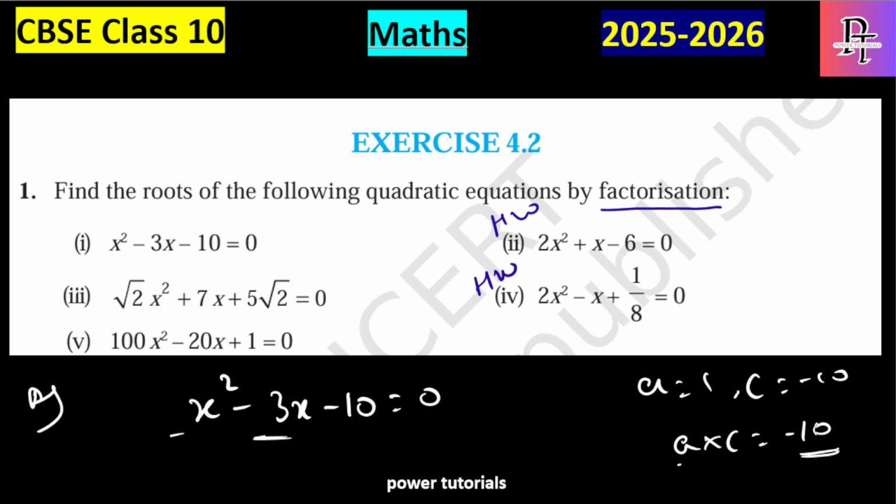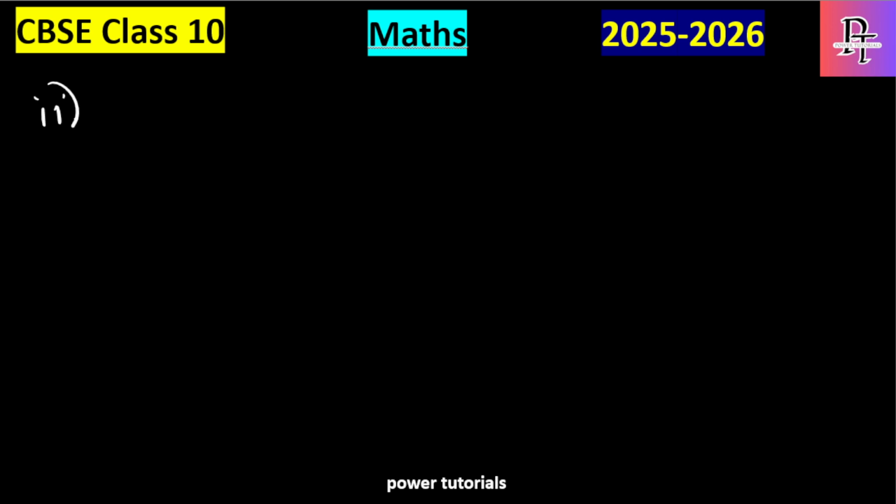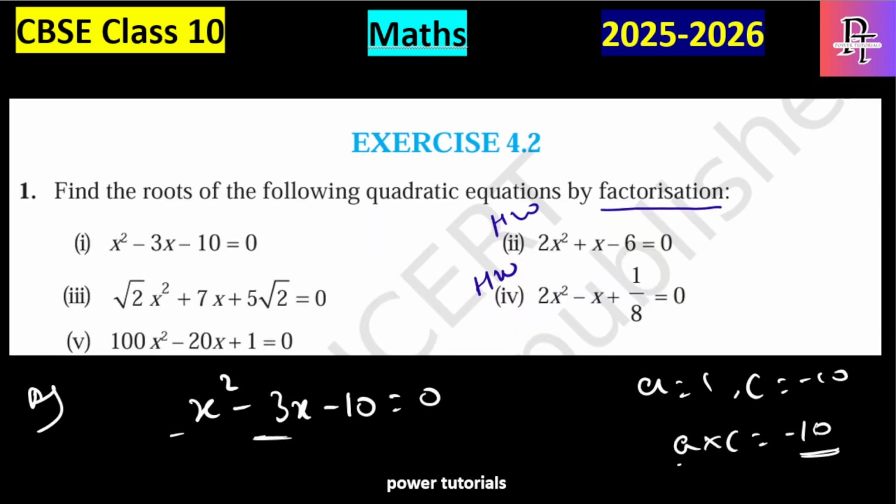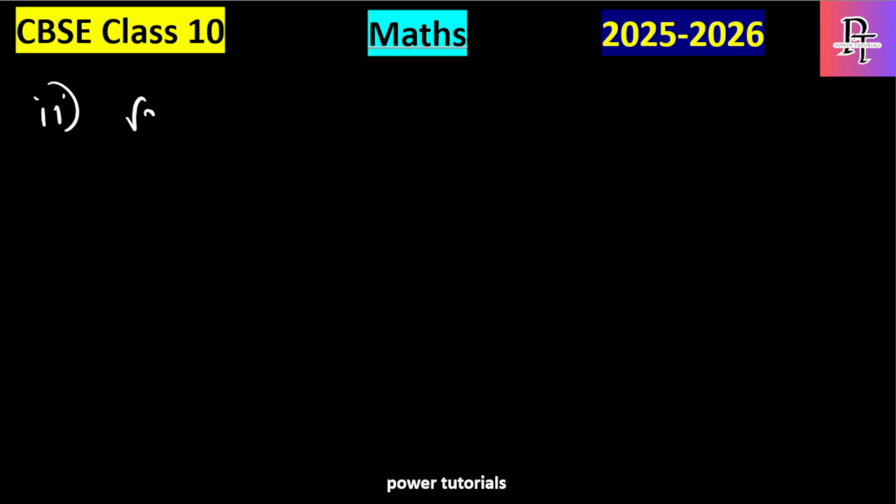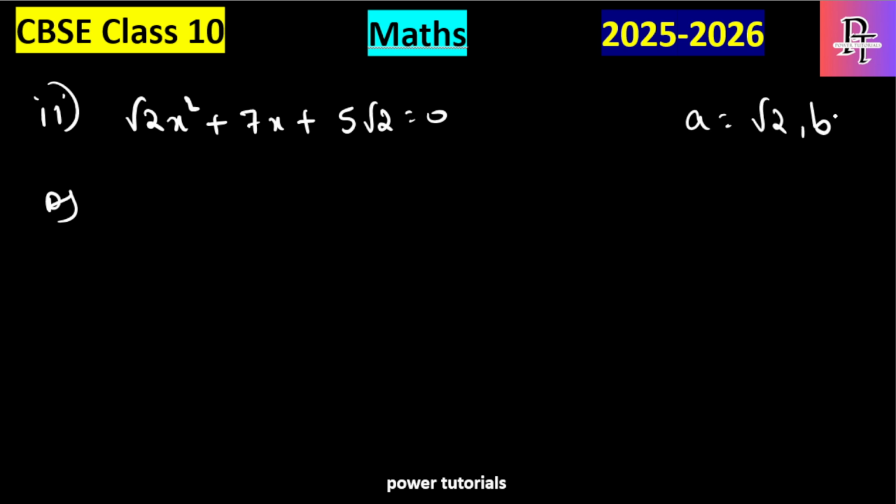The second one is homework. So let's see the third one: root 2 x square plus 7x plus 5 root 2 is equal to 0. Let's write the A, B, C values. A value is root 2, B value is 7, C value is 5 root 2.